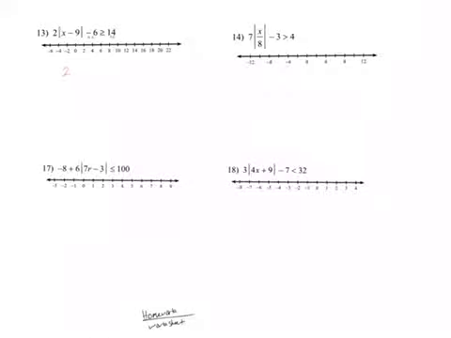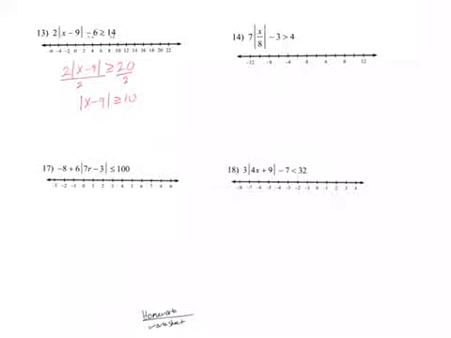So I'm going to have 2 times the absolute value of x minus 9 is greater than or equal to 14 plus 6, which is 20. The absolute value is still not by itself. It's being multiplied by 2. The opposite of multiplying by 2 is dividing by 2. So I end up with the absolute value of x minus 9 is greater than or equal to 10.